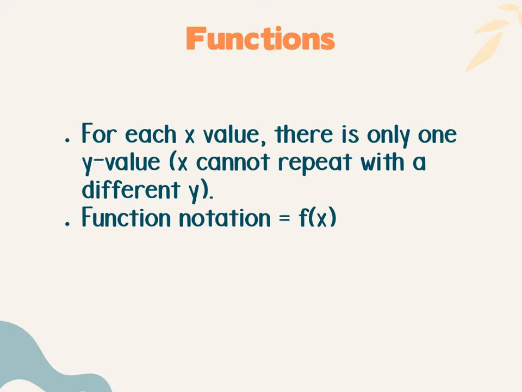So if they give you a list of ordered pairs, what we're looking for is to make sure that the x's do not repeat. The y values of the ordered pair can repeat. We're also going to learn this new notation. It's called function notation, and it's read as f of x. So just think of function notation as a fancy way of saying y equals.